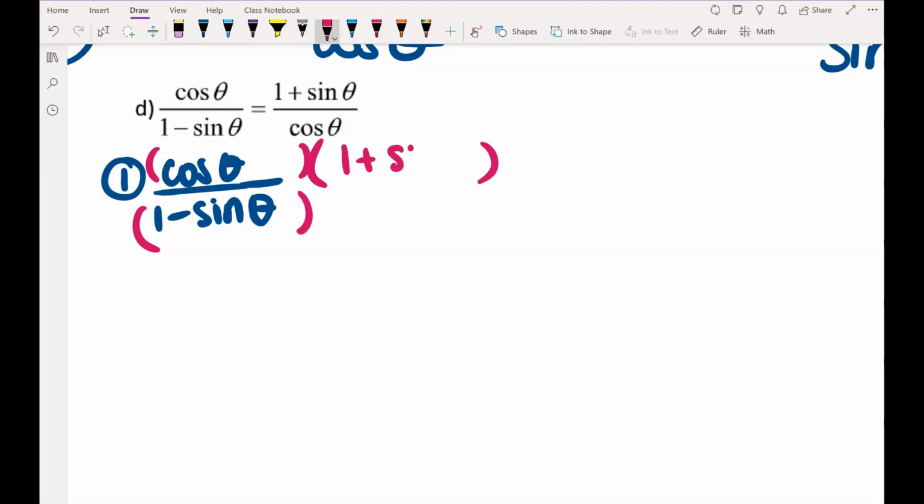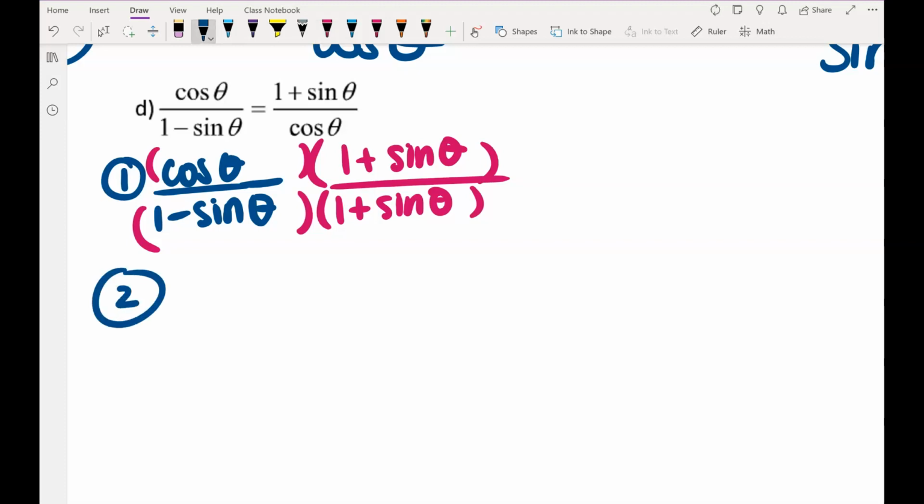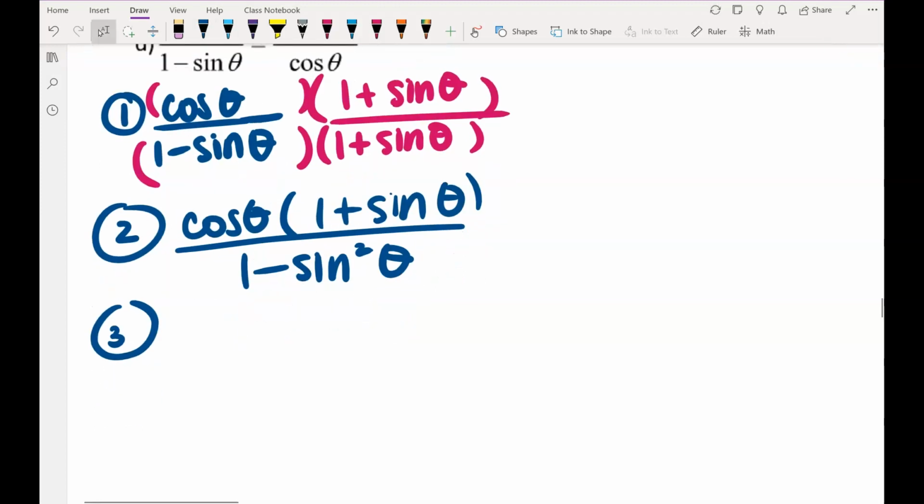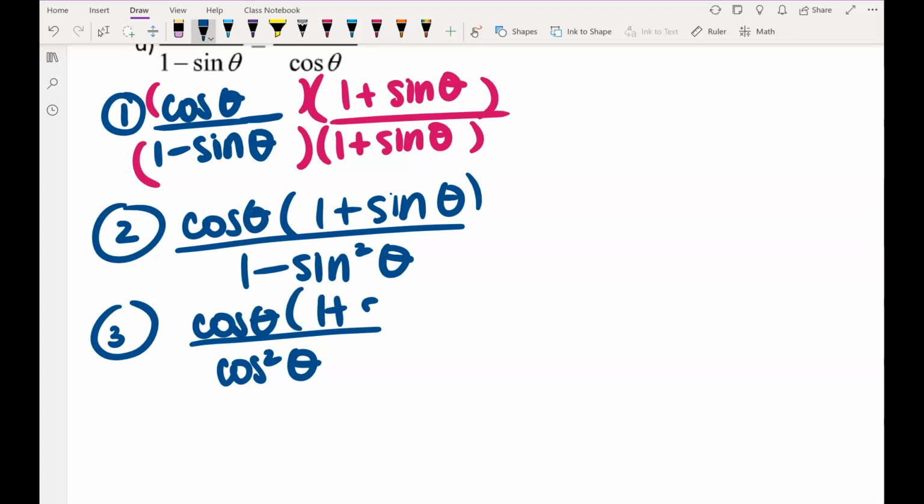So 1 plus sine of theta, and then 1 plus sine of theta. So you get cosine theta times 1 plus sine theta all over 1 minus sine squared theta. Perfect. And then I change the 1 minus sine squared theta to cosine squared theta. Okay, so this one is changed to cosine squared of theta. Let me write that.